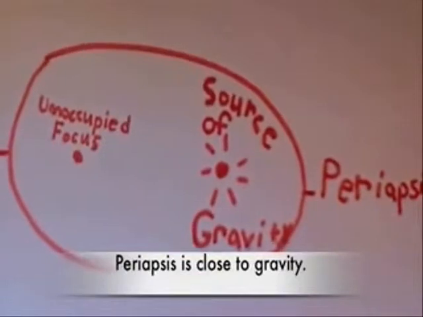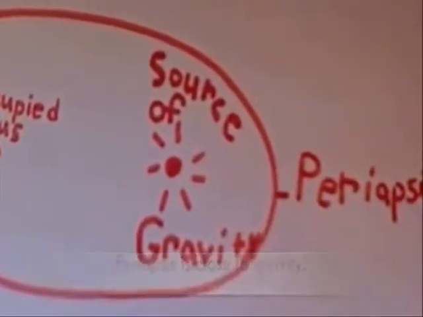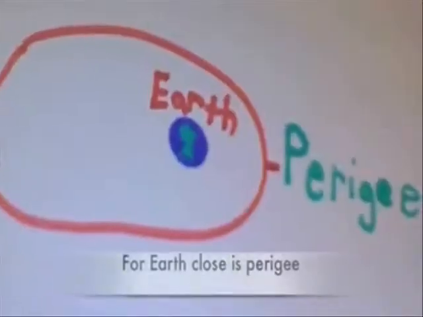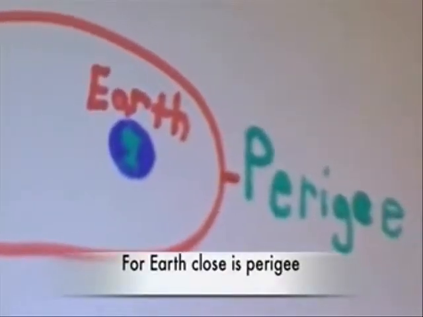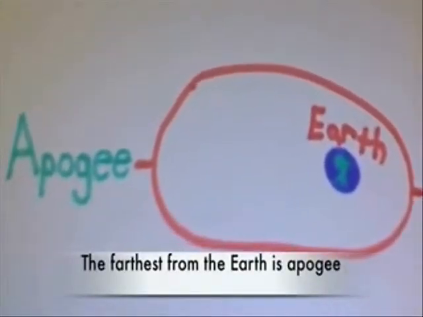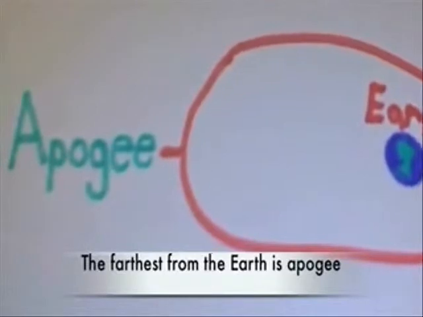Periapsis is the closest point to the source of gravity. Apoapsis is the farthest from it. For Earth, the closest point is perigee, and the farthest from the Earth is apogee.